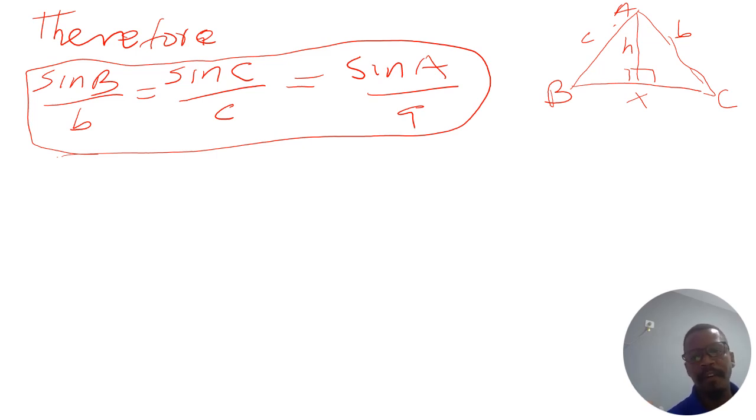So for you to find sides, of course we are going to demonstrate that using examples. For you to find sides, you know that you need to find those small letters. For you to find angles, you need to find those big letters. Okay. Yeah, so let's proceed.